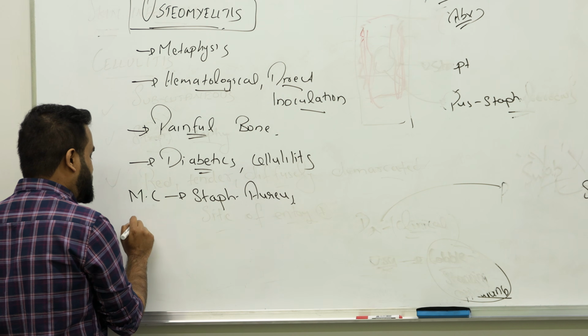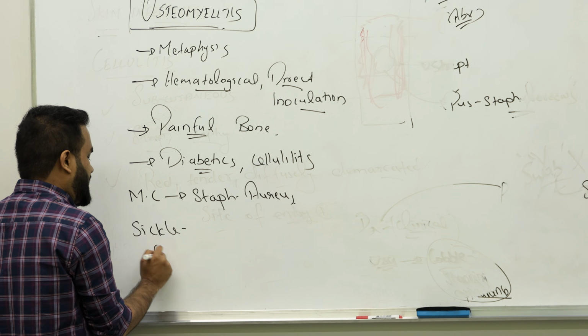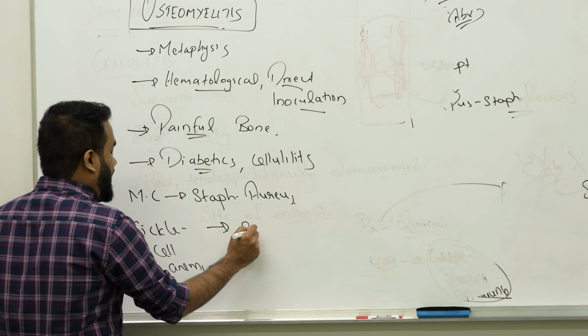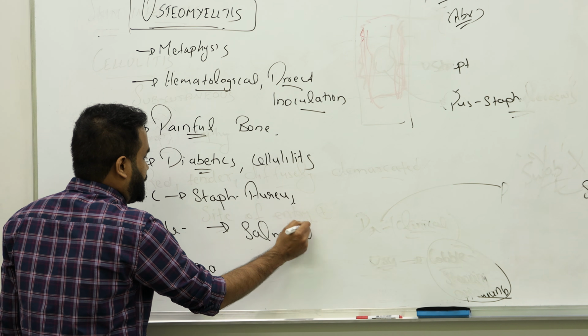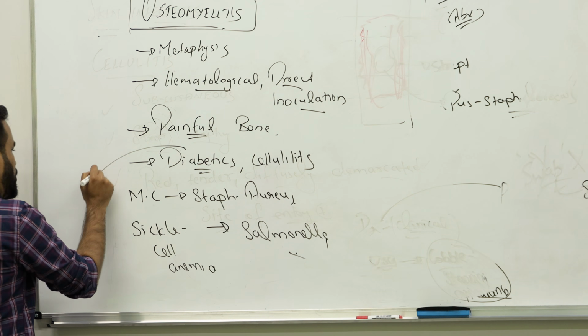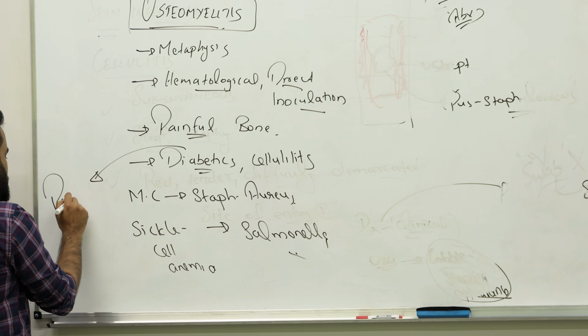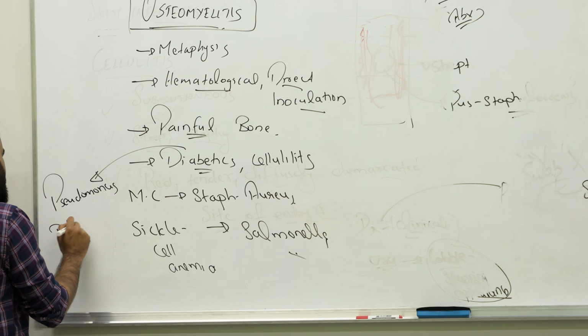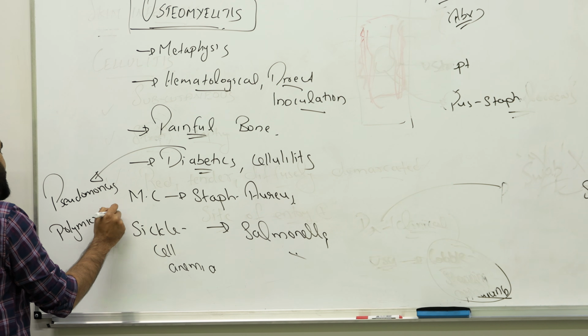But there are some special cases, like sickle cell anemia. If a patient has sickle cell anemia and is having what? Osteomyelitis, it will be Salmonella. Salmonella. And in diabetics, it can also be caused by Pseudomonas or polymicrobial infection.